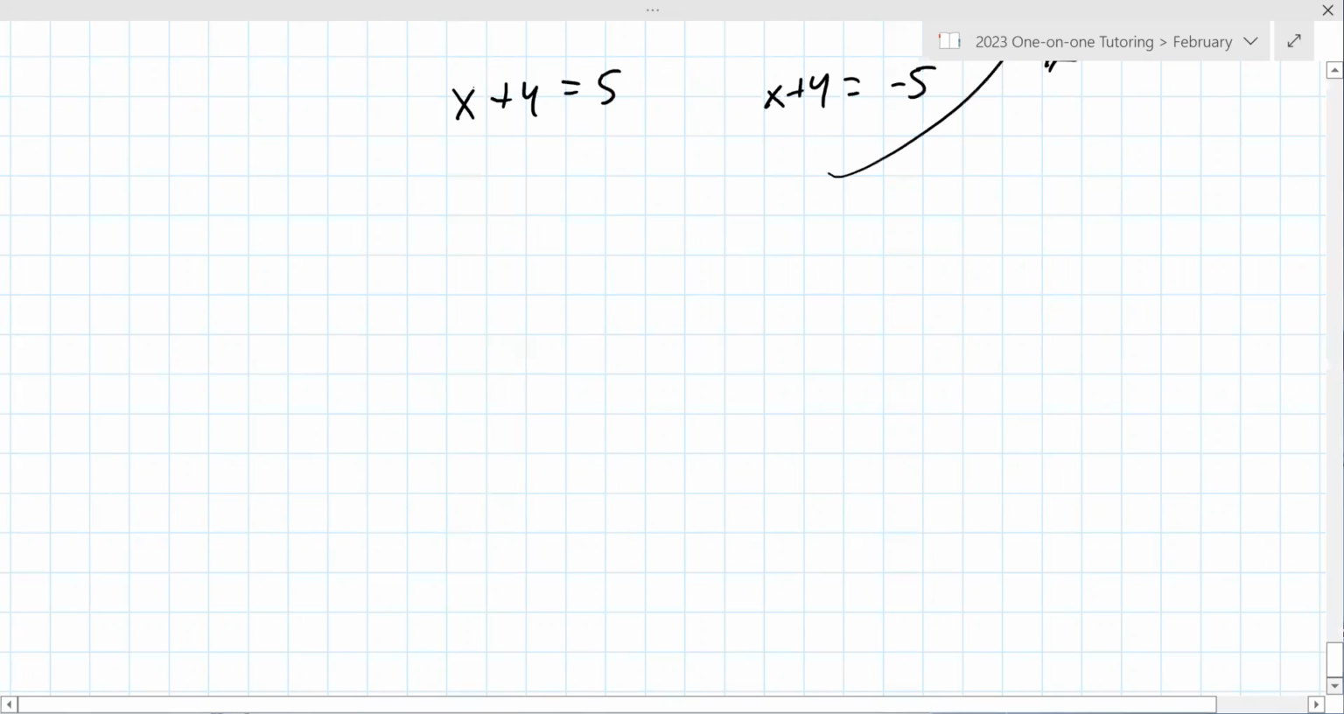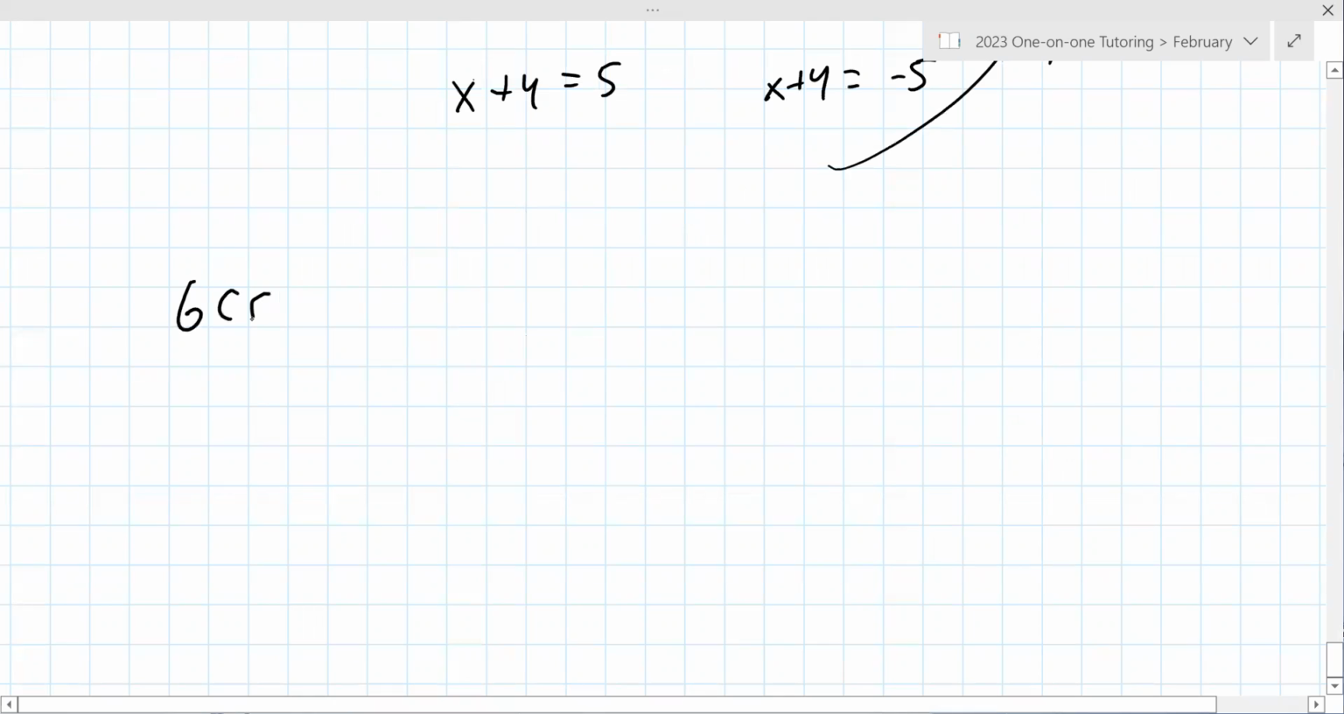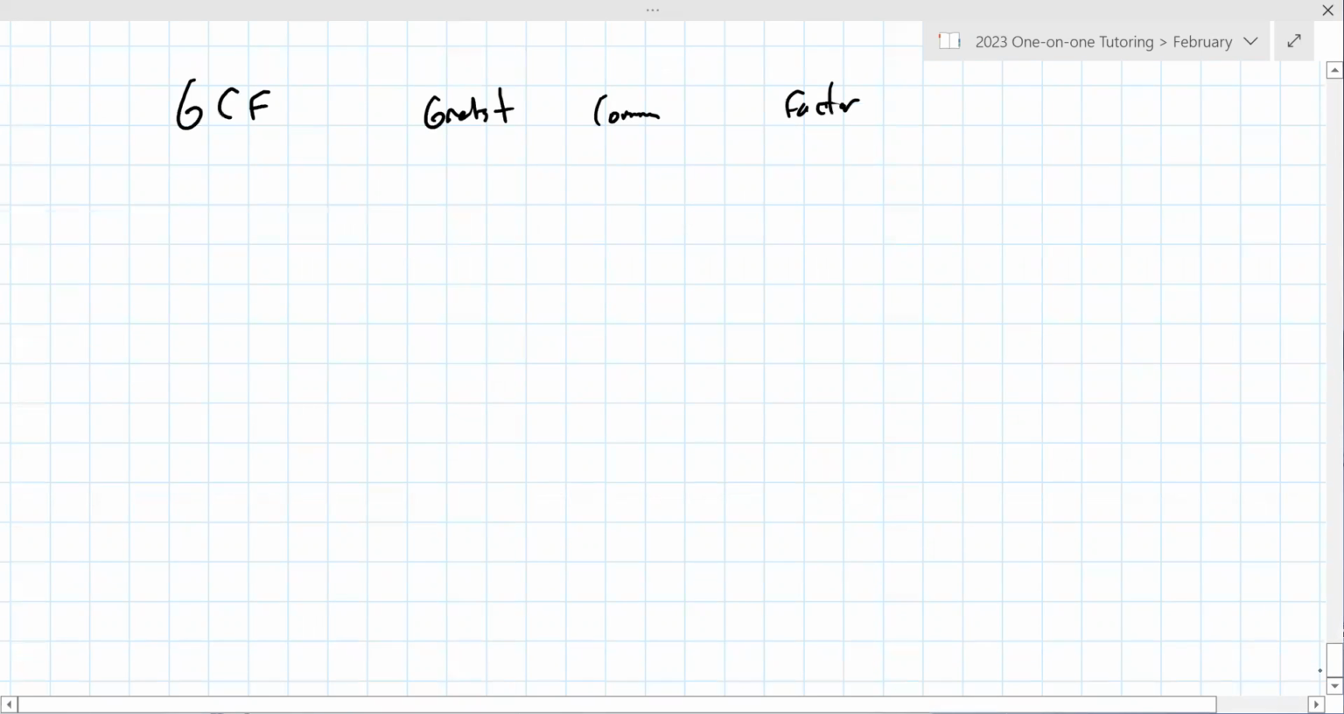GCF. So we'll start with GCF. GCF stands for greatest common factor. Common factor should tell you something. Common means it's the same, like everyone's got brown eyes, or we all like a certain brand of shoe. But you're solving here, you're still getting x equals a number at the end.